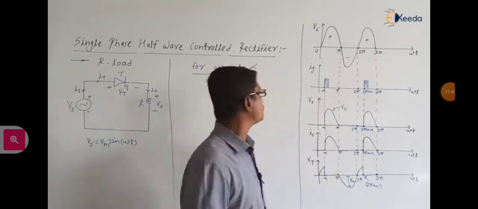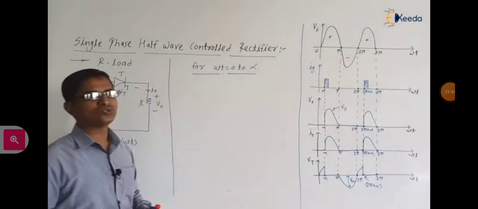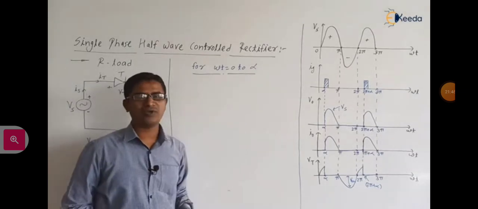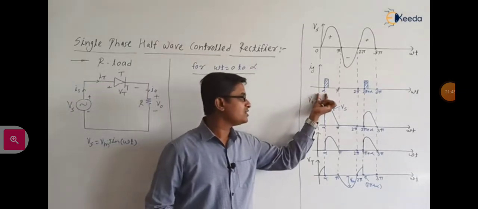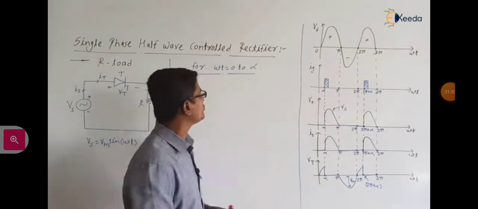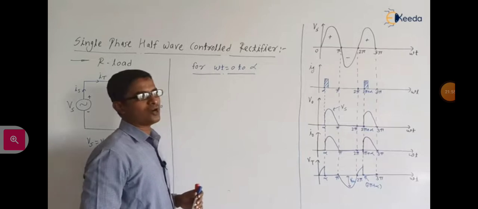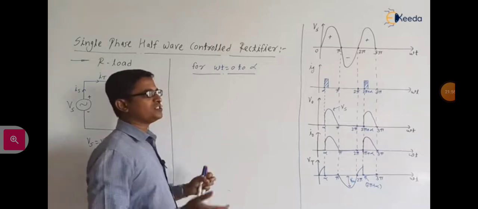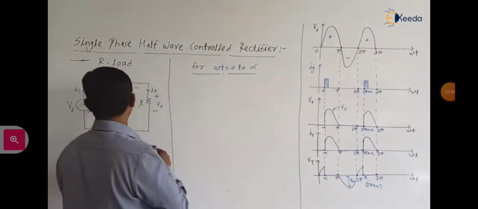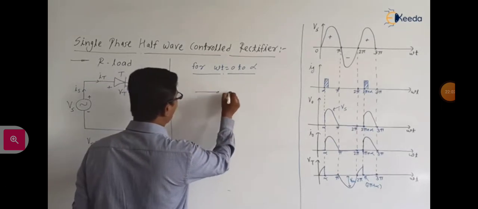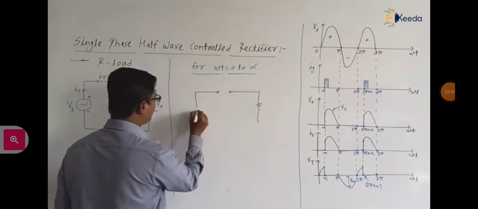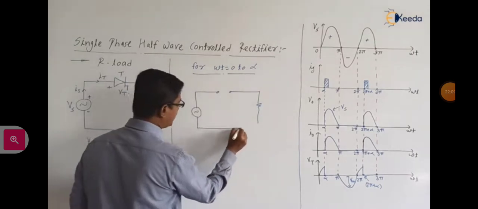Okay, so next, check for omega t from 0 to alpha. Have we applied the gate signal between 0 and alpha? No, we apply the gate signal at alpha. So for omega t between 0 and alpha, yes, the thyristor is in the forward bias mode, but we have not applied the gate signal, right?